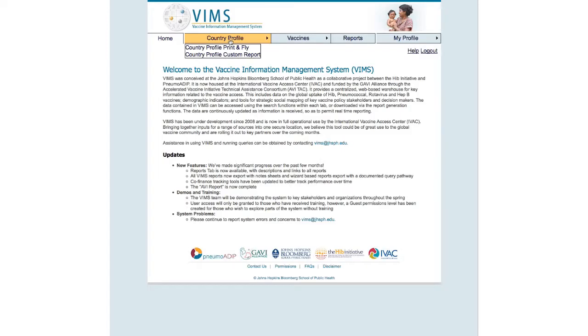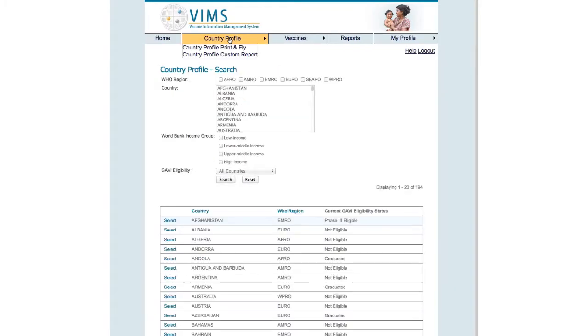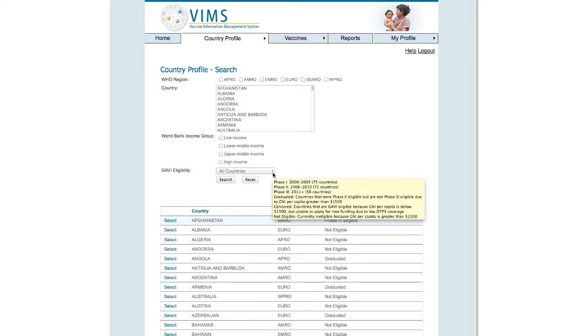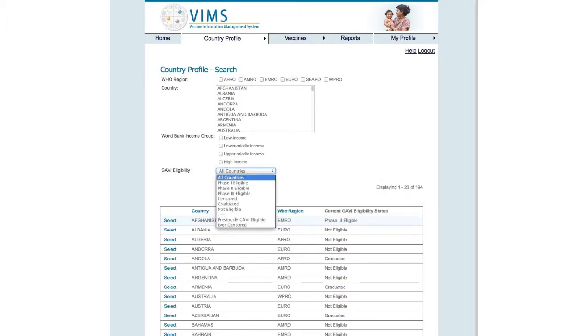First, you want to click on the Country Profile tab. As you can see, we have 194 WHO UN recognized countries. You can sort the countries while you're selecting which country you would like by the income group: low income, lower middle income, upper middle, and high income. You can also select countries by their Gavi eligibility.